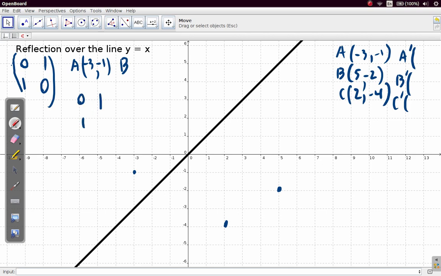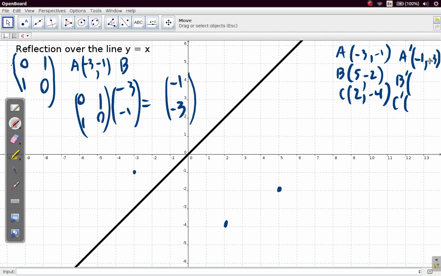All right. So the matrix [0, 1; 1, 0] multiplied by (-3, -1) is equal to: 0 by -3 is 0 plus 1 by -1 is -1. 1 by -3 is -3 plus 0 by -1 is just -3. So what we have here is (-1, -3). You're seeing that we're interchanging x and y in each calculation, right? So we can see that that's what's happening. Let us work on B now.